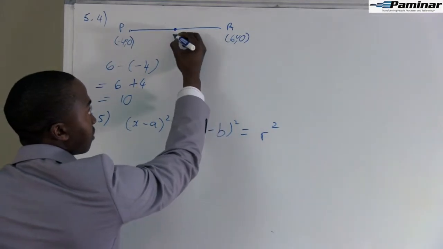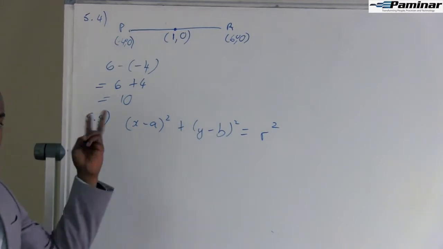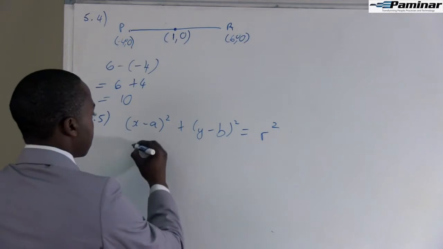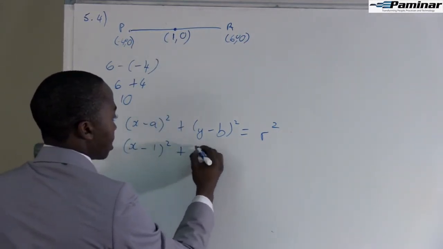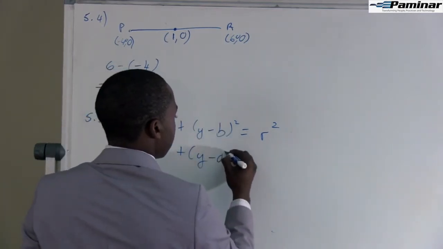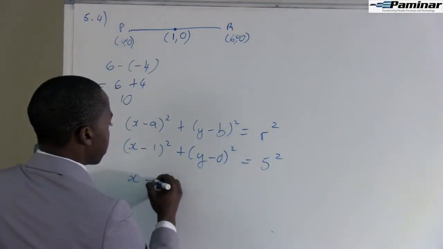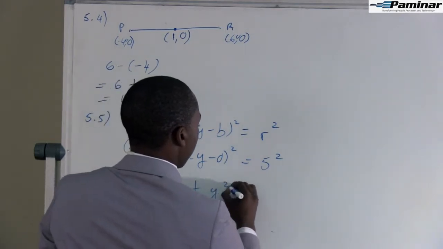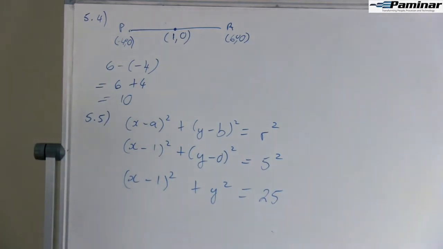So 6 minus 5 would be 1. So that point there is (1, 0), since it's on the x-axis. So that's what we're going to substitute into our equation. So this will become (x minus 1) whole squared plus (y minus 0) whole squared is equal to 5 squared. Then this we can leave as (x minus 1) whole squared plus y squared is equal to 25. Okay, so that will be your question 5.5.